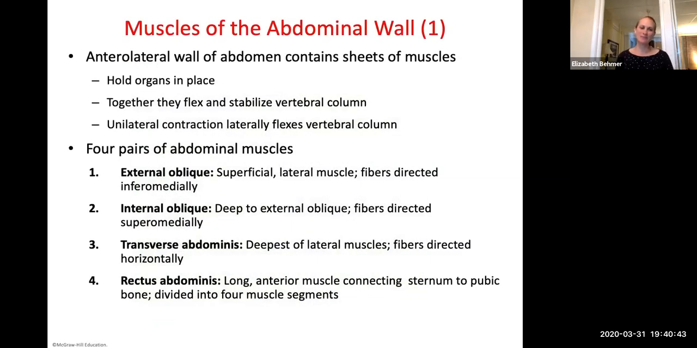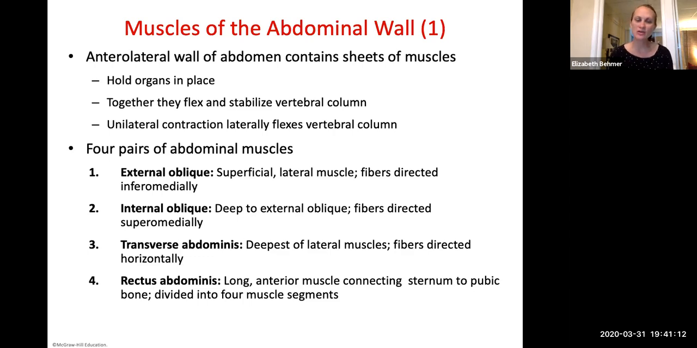Okay, muscles of the abdominal wall. There are three sheets of muscles that hold your abdominal wall together. They hold your organs in place. Together they flex and stabilize your vertebral column. If they contract unilaterally, meaning on just one side, they laterally flex your vertebral column, so they flex you to one side. And if they contract together, they cause you to do a push-up, flexing this way on your vertebral column.